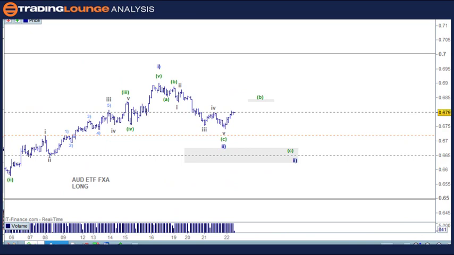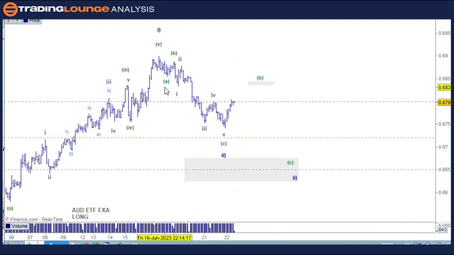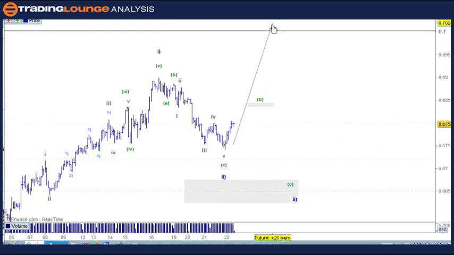So the thing here is that I could count this down here as the A wave, the B wave here, then 1, 2, 3, 4, 5. I'm happy with that third wave here, fourth of this. So I'm getting this ABC pattern here. So it is possible for it just to climb straight up here.